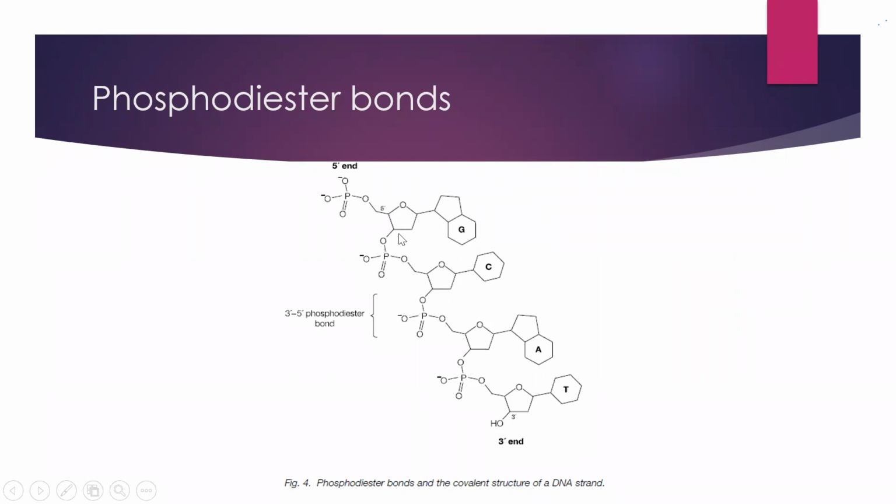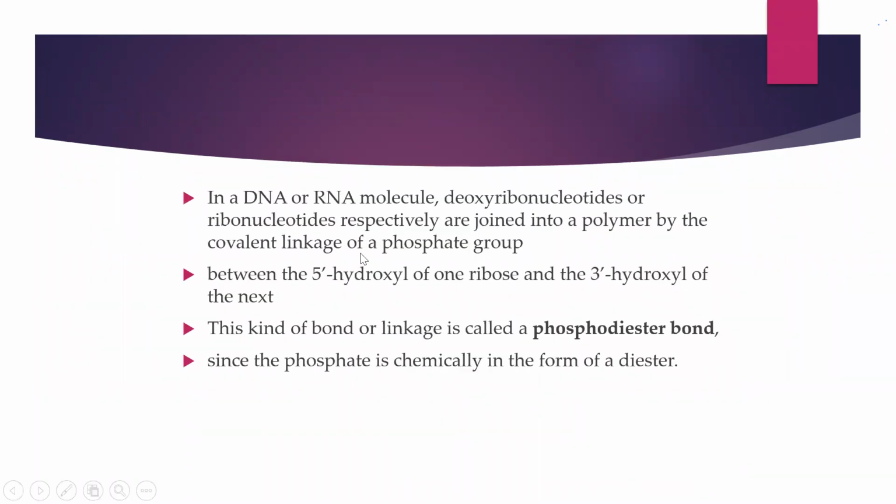Two nucleotides are linked together by means of covalent linkage through the phosphate group of the 5' hydroxyl group of one nucleotide and the 3' hydroxyl group of the next nucleotide. To be precise, of the ribose sugar or deoxyribose sugar. So here several nucleotides are linked together by phosphodiester bond. This is the covalent linkage which is formed between the 5' hydroxyl of one nucleotide and the 3' hydroxyl of the next nucleotide.